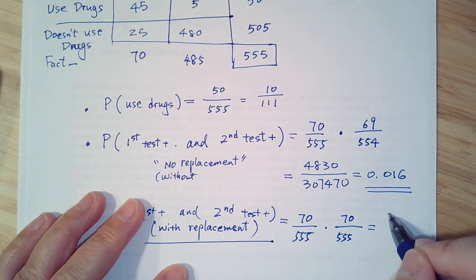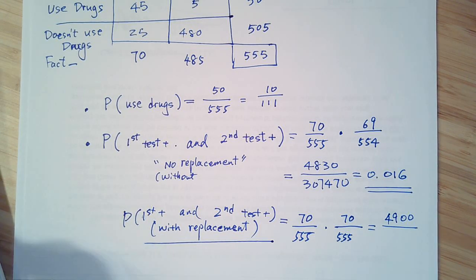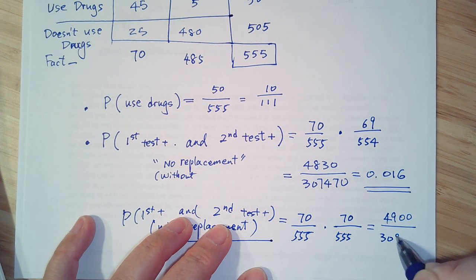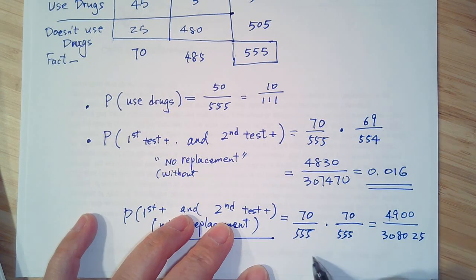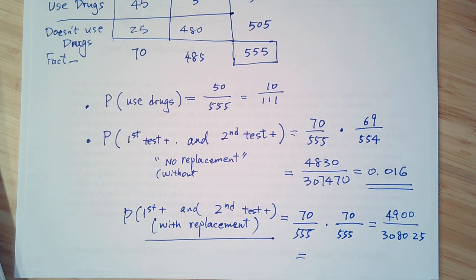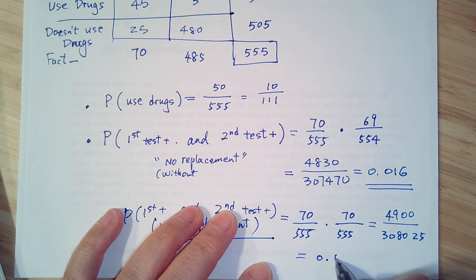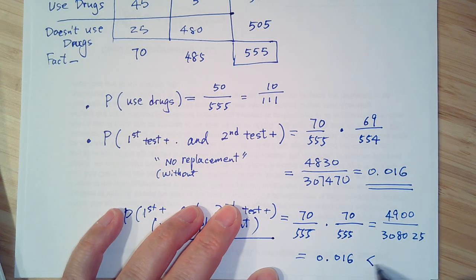Isn't it interesting? So that would be 4900 on top, and the denominator 555 squared is 308,025. You see the numbers are a little different, right? So that will be 4900 divided by 308,025. Answer is 0.01. It's the same, but this one is actually 0.015907779. So it's actually coming from here, right?